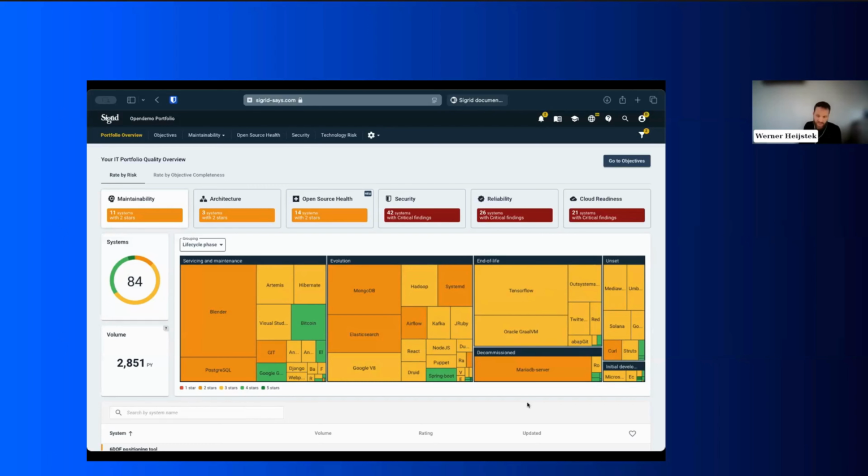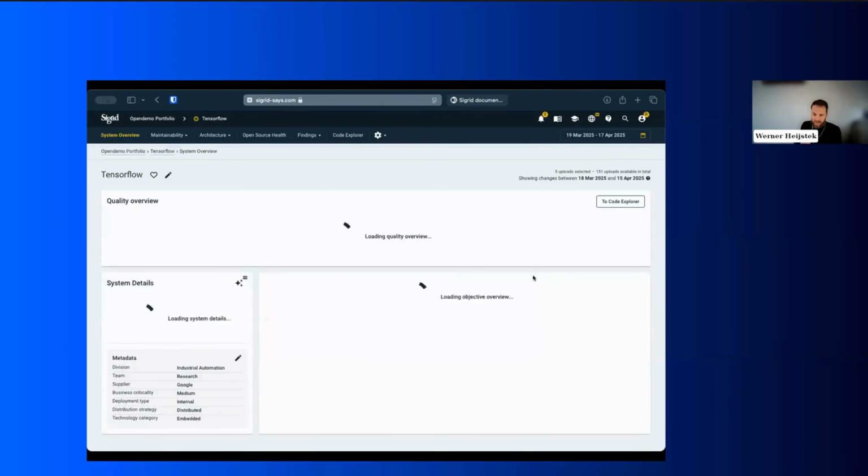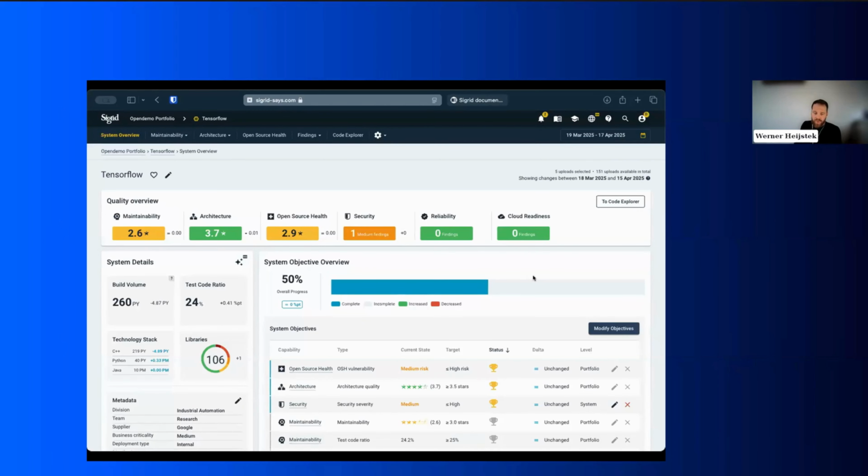While you were talking, I was clicking around. I went to this portfolio overview, and I grouped these systems. Each tile that you see here corresponds to one of those 84 systems. I picked lifecycle phase, which is metadata that's available about the system. And of course, these are example systems because I'm quite sure TensorFlow is not yet end of life in reality. I want to look at the quality of those particular systems. Let's pick TensorFlow as an example. And you can't really just decide now, I need to make this better.